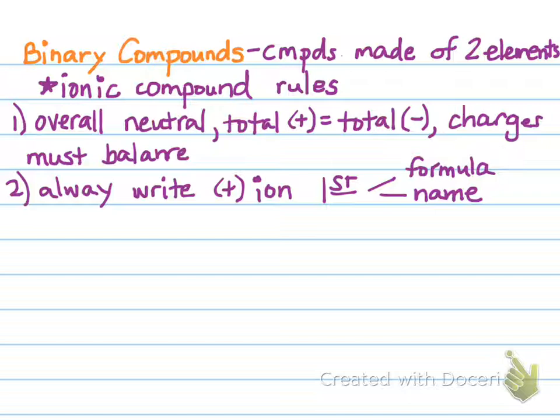We've been introduced to this, that overall an ionic compound has to be neutral, so our total positive charge equals our total negative charge. Our charges have to balance. And we always write the positively charged ion first.